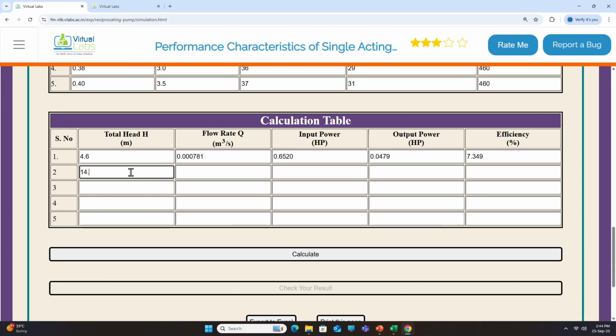It is 14.2 here. This is 0.00075, and the input power is calculated as 0.7582. Output power is calculated as 0.1434. Efficiency is calculated as 18.9. I will put all the values, then click the button calculate.